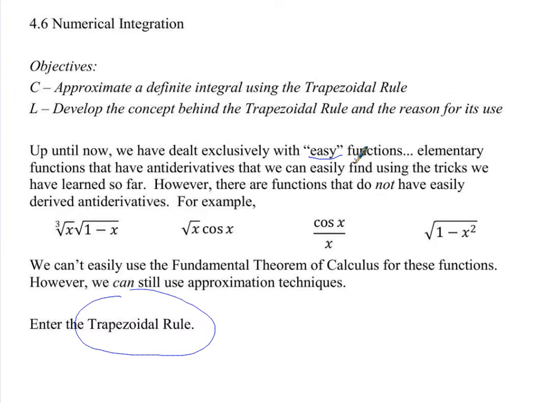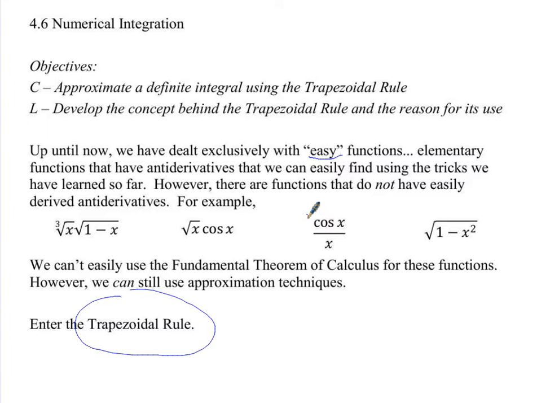There's a lot of functions out there, though. Actually, there's an infinite number of functions out there that we can't actually integrate in this class. Some examples that are here would be the cube root of x times the square root of 1 minus x, the square root of x times the cosine of x divided by x, the square root of 1 minus x squared. All of the problems that we've done so far were convenient in that we could integrate them using direct substitution or something like that.